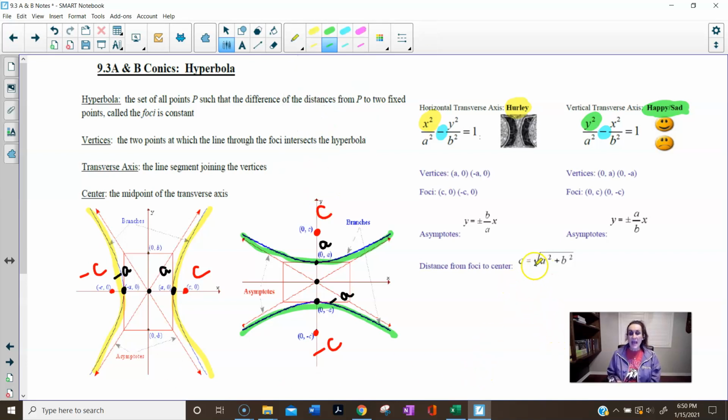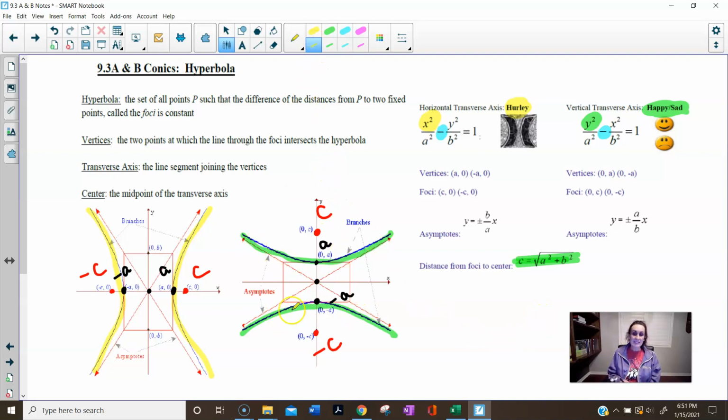Before we do that, how do we find the C's? To find the foci, you're going to do a squared plus b squared equals c squared. So notice there's an add. The ellipse is a squared subtract b squared. So there is a difference between the two.